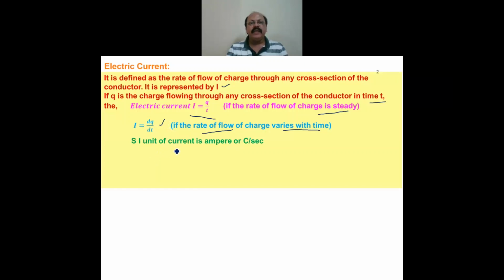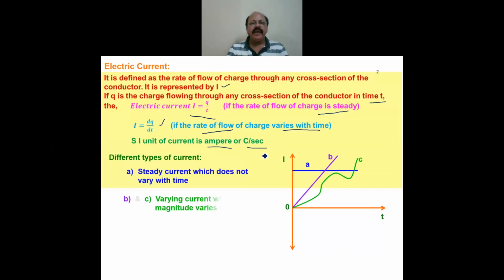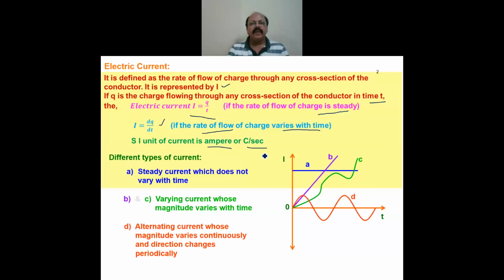Now from here we can say that the SI unit of current is ampere, or by the formula, coulomb per second. Now, different types of currents are there. The first one is steady current, where the magnitude of the current does not change with time. The second one is varying current, whose magnitude varies with time. And the third one is alternating current, whose magnitude varies continuously and the direction changes periodically.